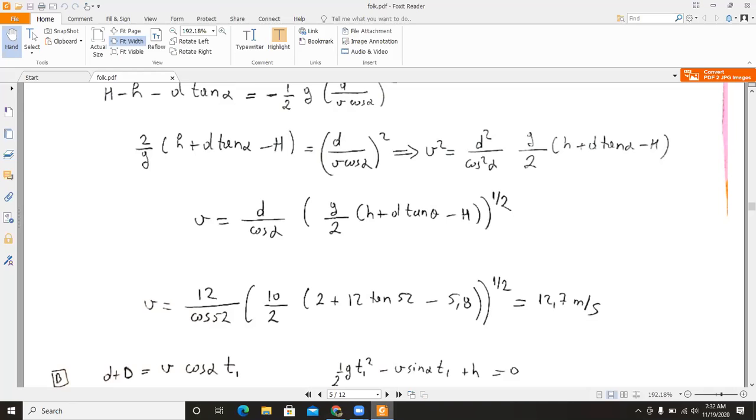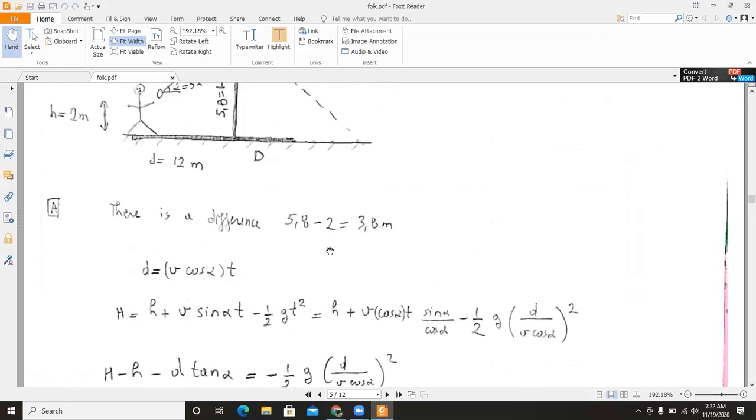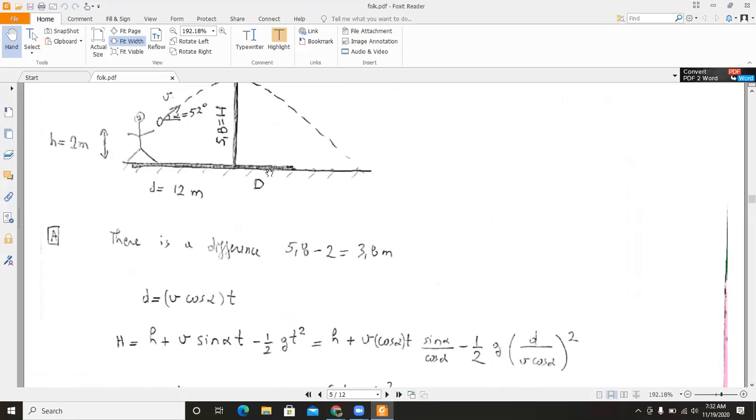So what is the second question? B. For the initial velocity calculated in the previous part, what horizontal distance beyond the wall will the ball land on the ground? So, as I said, what is this d? We found the minimum initial velocity. Now the question is, what is d, right?